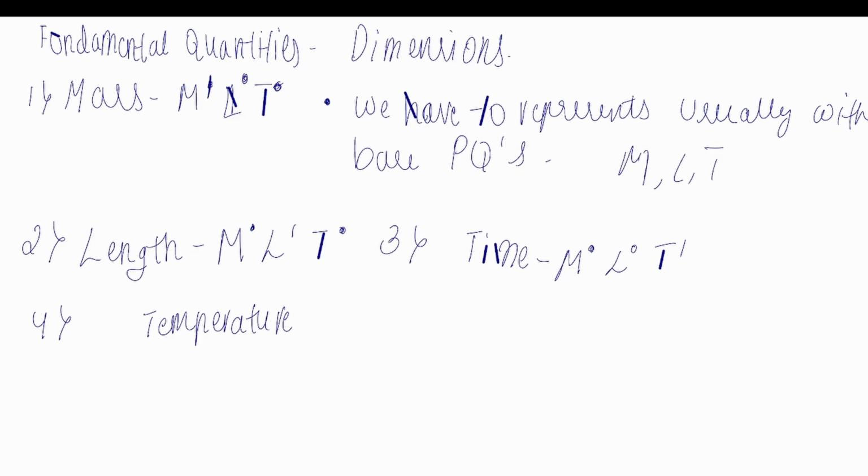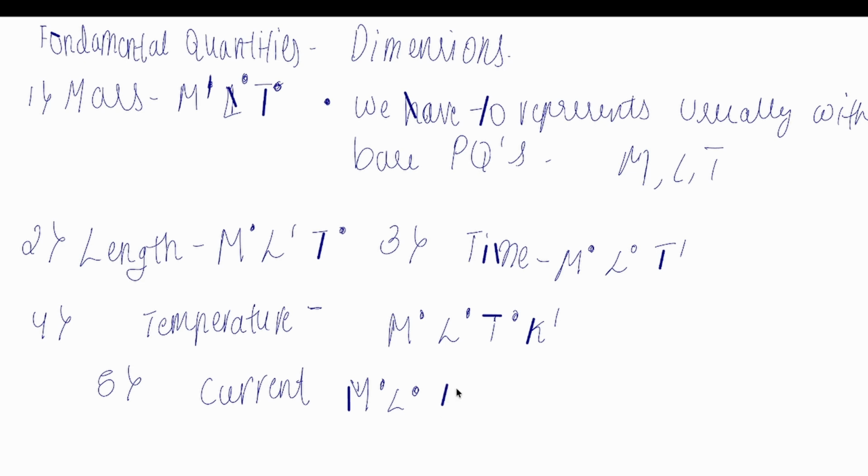So moving on to temperature, which is M power 0, L power 0, T power 0, K power 1. We know it's Kelvin, so it's K power 1. Fifth one, current. Current is M power 0, L power 0, T power 0, A power 1.